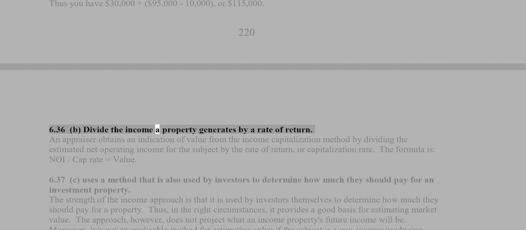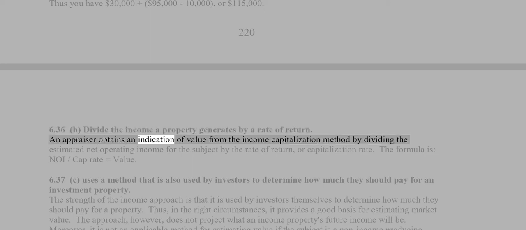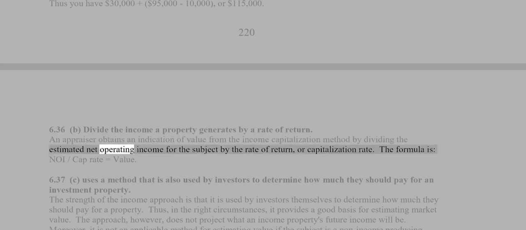6.36 B. Divide the income a property generates by a rate of return. An appraiser obtains an indication of value from the income capitalization method by dividing the estimated net operating income for the subject by the rate of return, or capitalization rate. The formula is NOI/cap rate equals value.